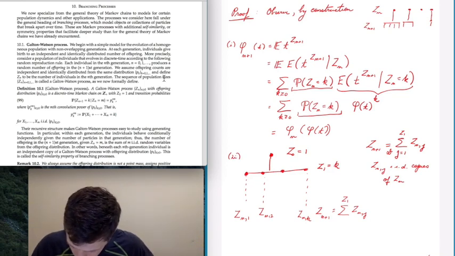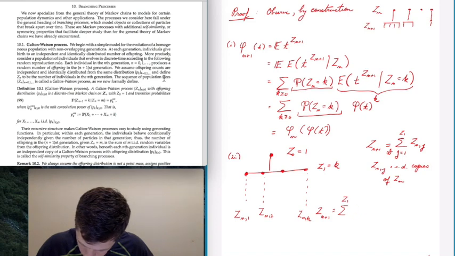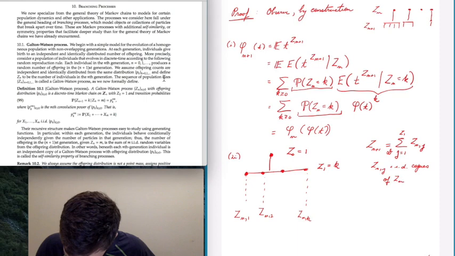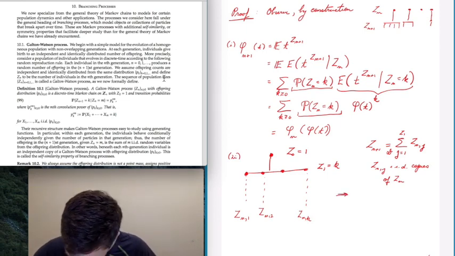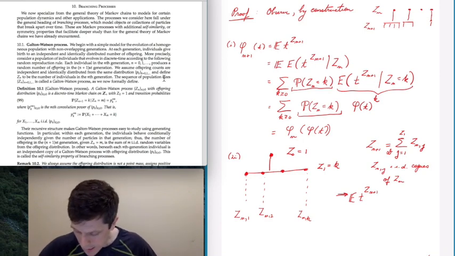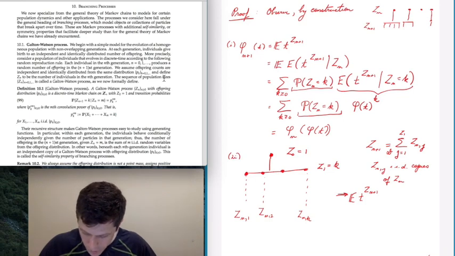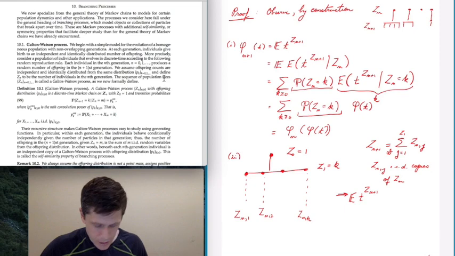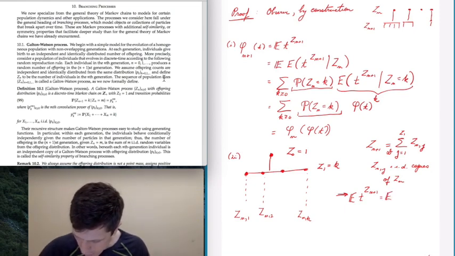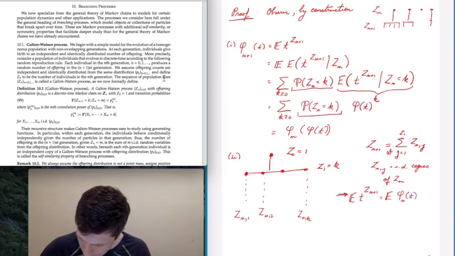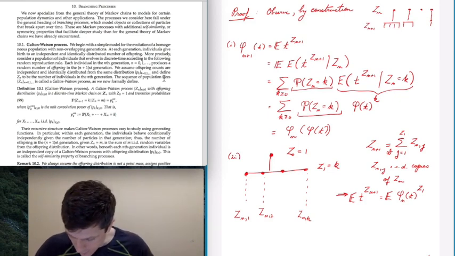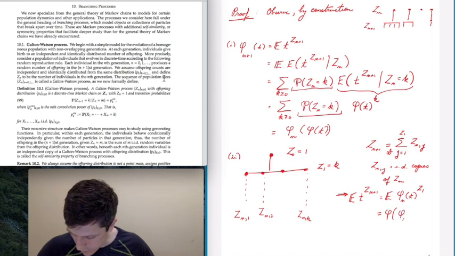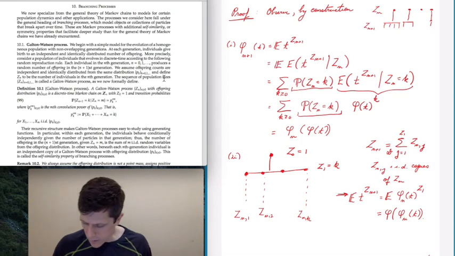And what that allows us to say then, by this distributional equivalence, is that the expectation of t to the Zn plus 1, which is what we're interested in, is the expectation of t to this sum here. So this is a random sum, which we can immediately see as the expectation of phi n to the Z1 times. And that is clearly just the generating function of the first generation evaluated at the generating function for the nth generation.